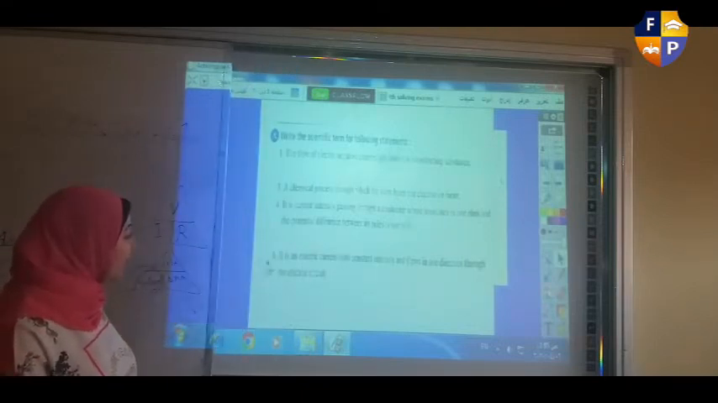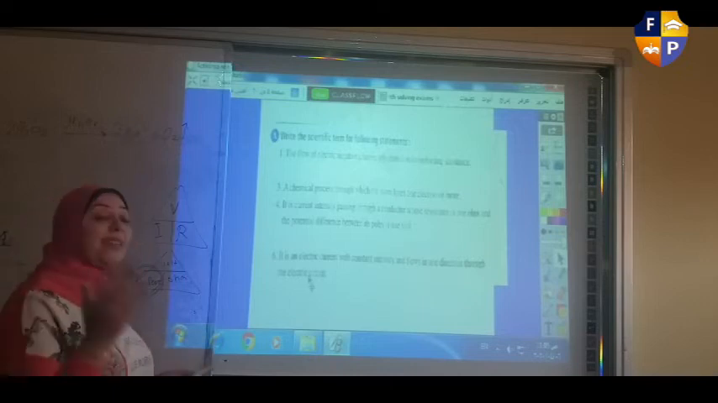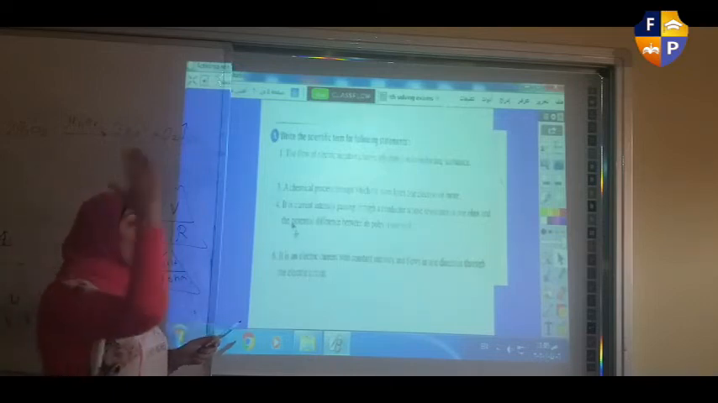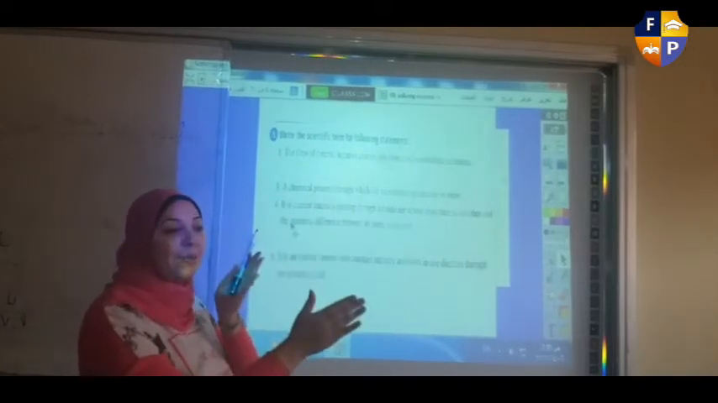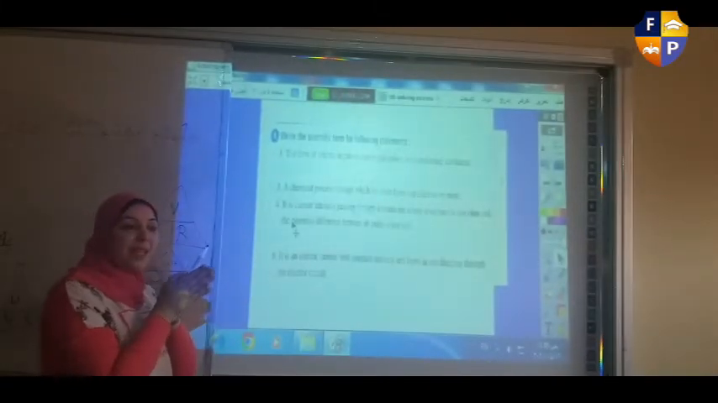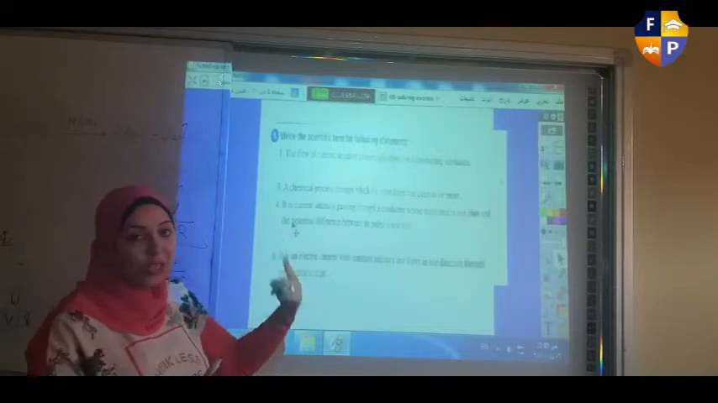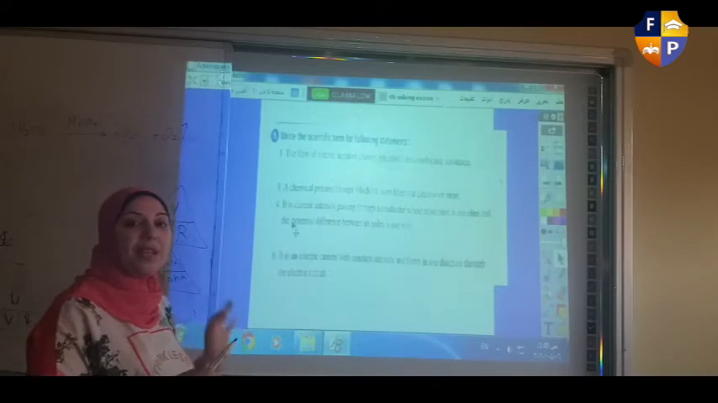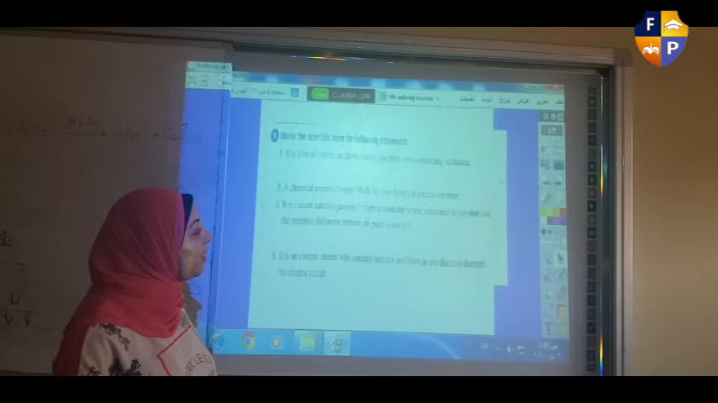Okay, number 6. It is an electric current with constant intensity that flows in one direction through the electric circuit. What is the type of electric current which flows in only one direction, not in a variable direction? We know that the type of electric current may be direct or alternating. When it moves in one direction, it is called direct electric current, which is produced only from a dry cell or from electrochemical cells.